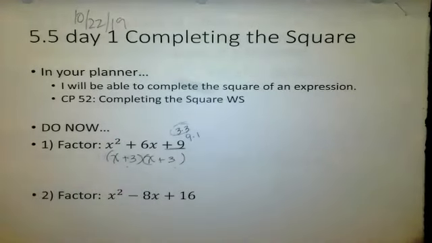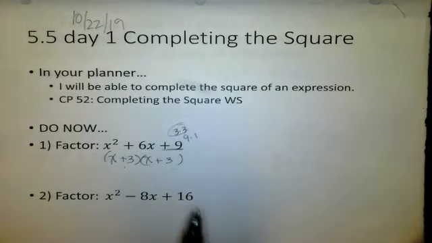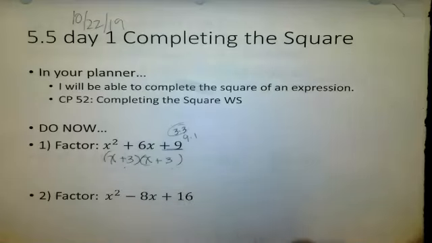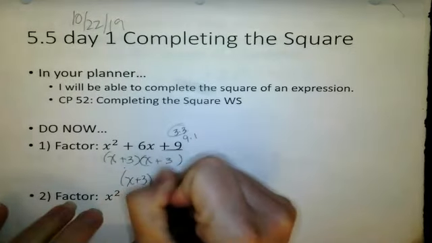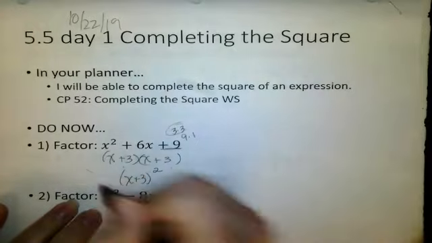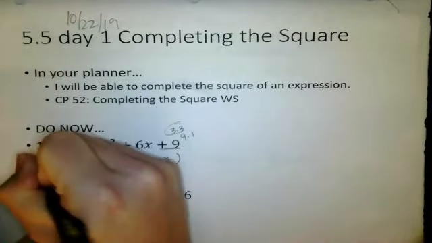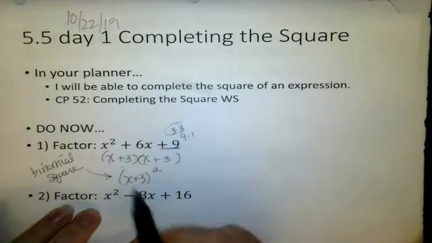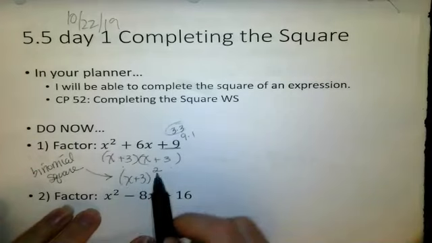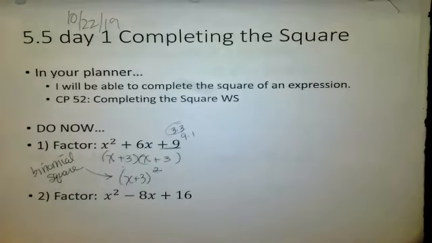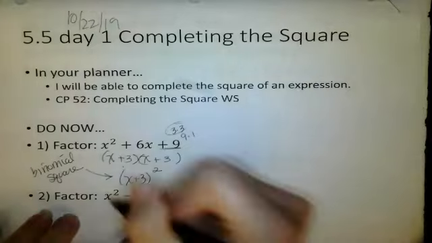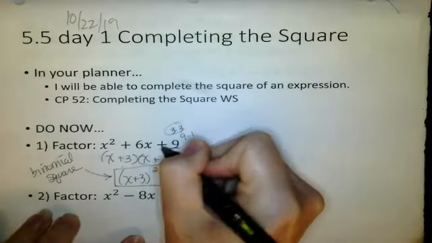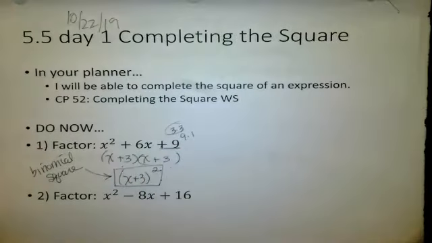Is there another way I could write this? It seems kind of repetitive, doesn't it? Quantity squared. Very good. So x plus 3 quantity squared. This is called a binomial square, because a binomial has 2 terms, 1, 2, and it's being squared. So we call it a binomial square. Today, we're writing trinomials as binomial squares.